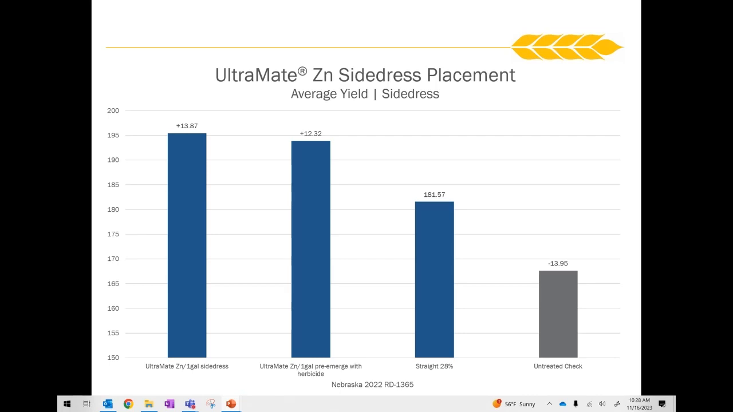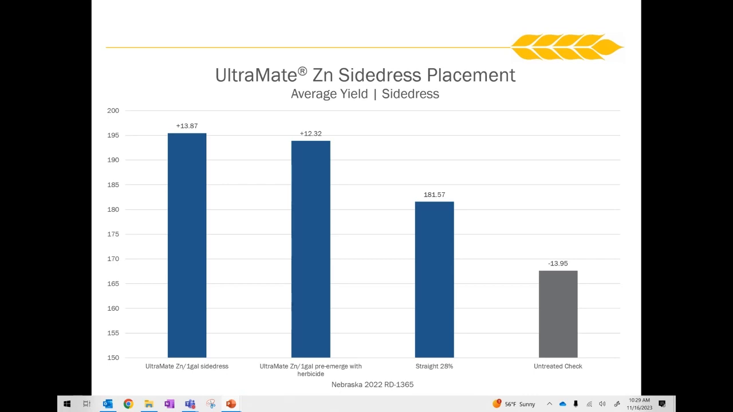So this is some data from last year in Nebraska, where we did a straight UAN versus a pre-emerge application with the Ultramate ZN and a side dress application. And you can see here where we helped eliminate that volatilization, hold onto that nitrogen, so that the plant was able to utilize that. And we really seen a nice increase here.